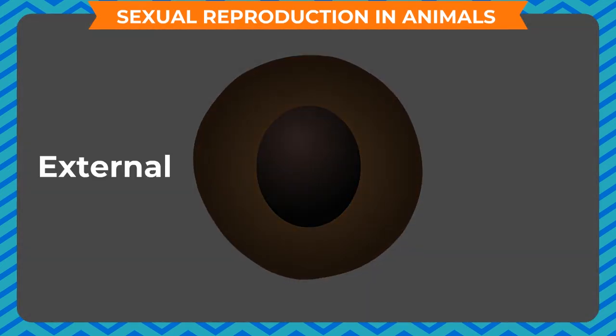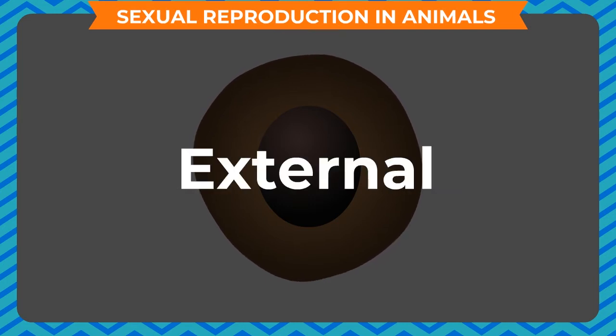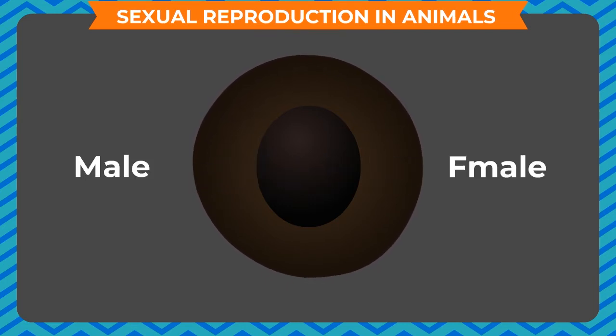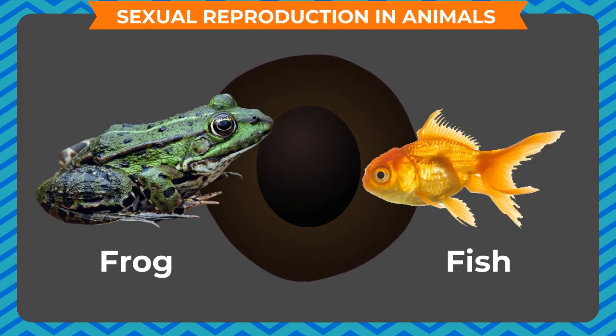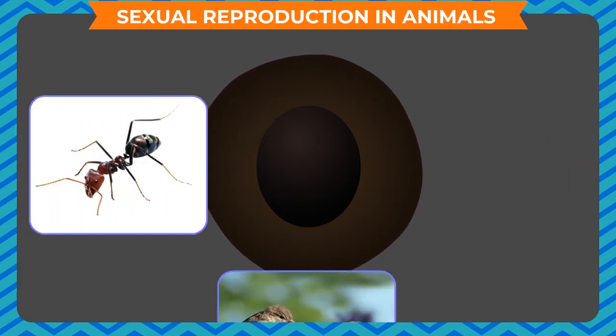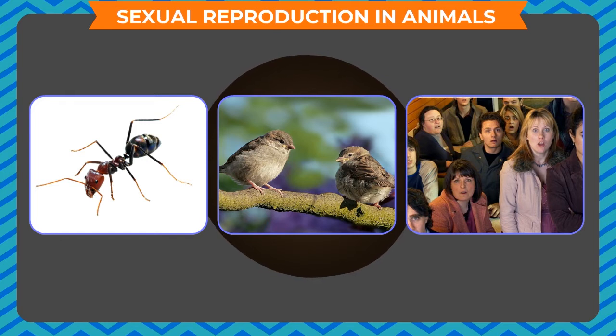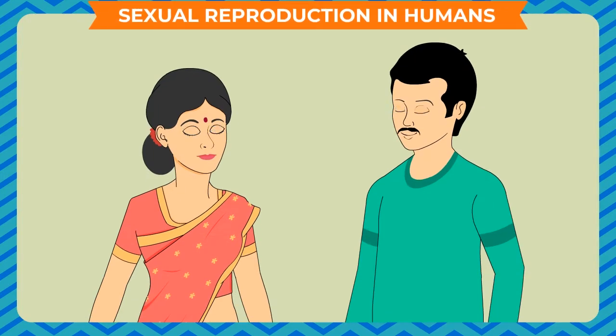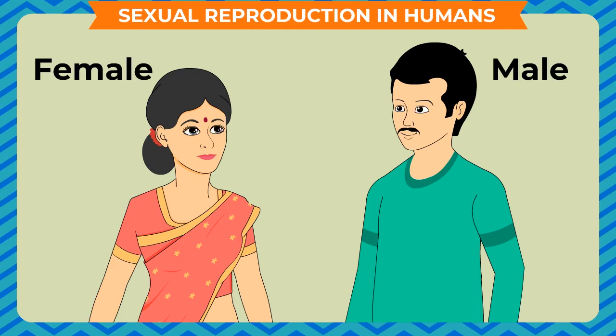Fertilization may be either external or internal. External fertilization involves the fusion of male and female gametes outside the body of the female. An example of such fertilization is the one taking place in frogs and fish. Internal fertilization takes place inside the body of the female partner. Such fertilization takes place in mammals, insects, birds, and human beings. Sexual reproduction in humans. Both the parents are involved in this type of reproduction. Male and female have different types of reproductive organs.